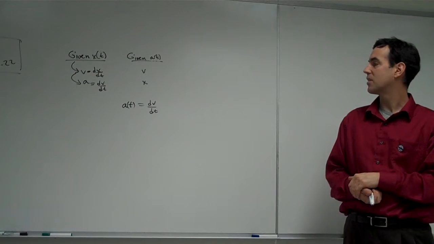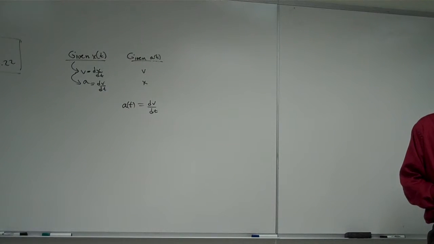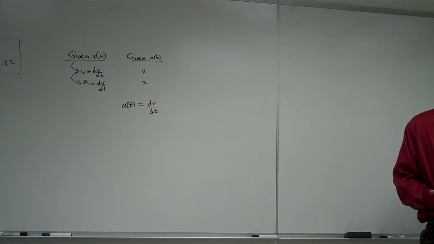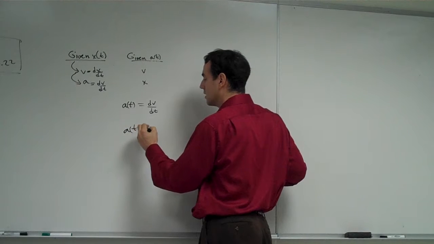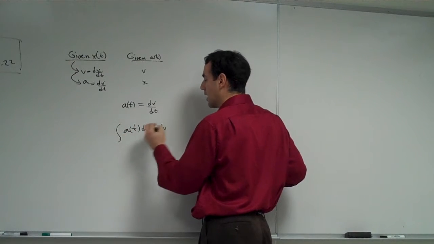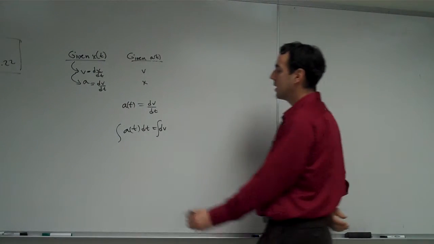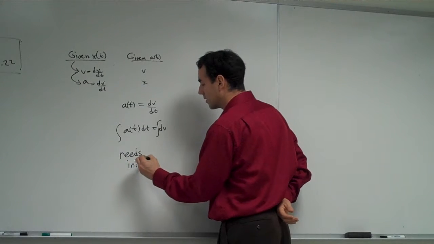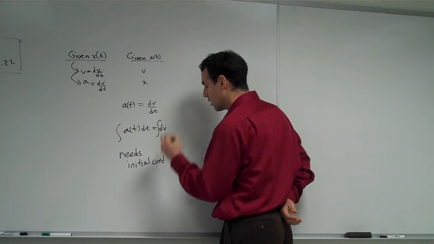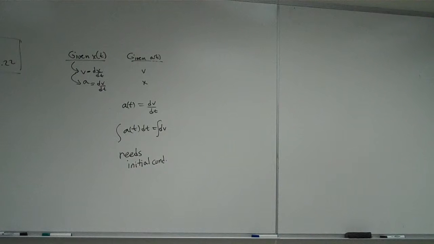What should I do for this to get all the time variables to one side and the velocity variables on the other? Multiply both sides by dt. So I get a as a function of t, dt equals dv. Then I integrate both sides. I will probably need some initial conditions in order to solve it. In other words, I'll need to know the velocity when time is equal to 0. I'll need to know the position when time is equal to 0.